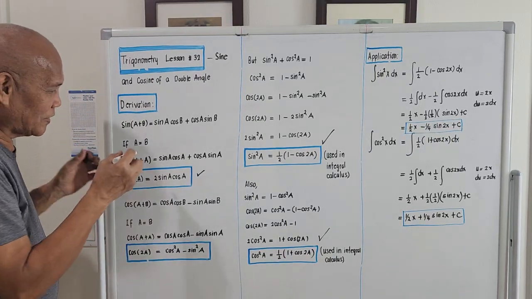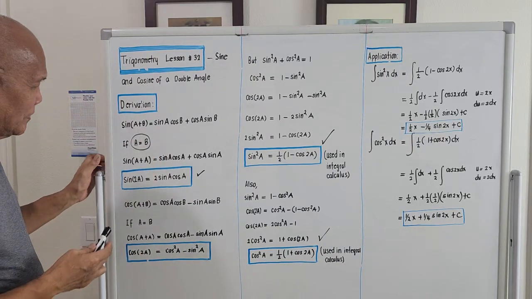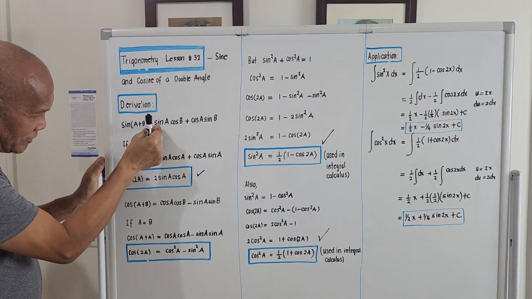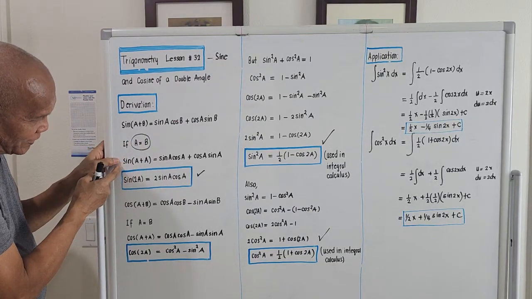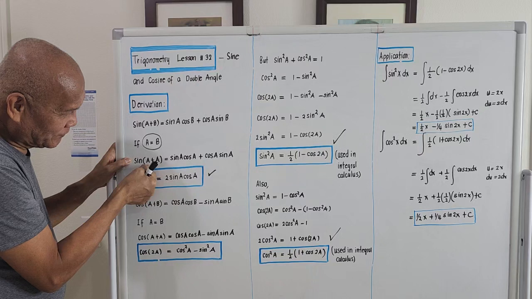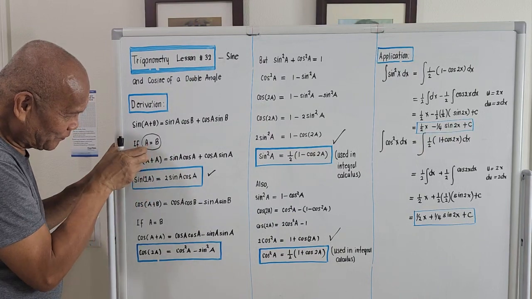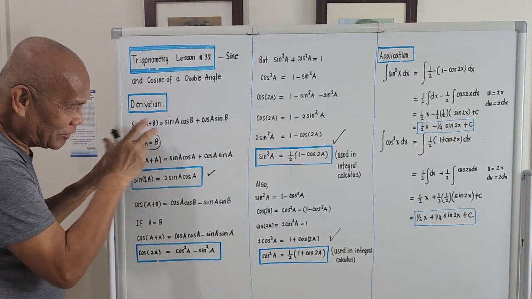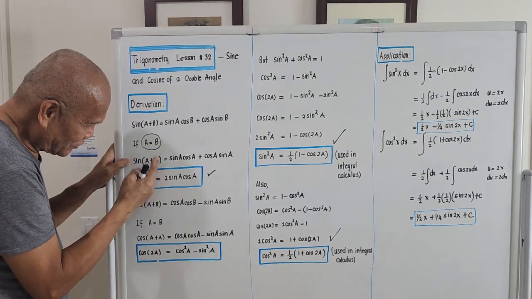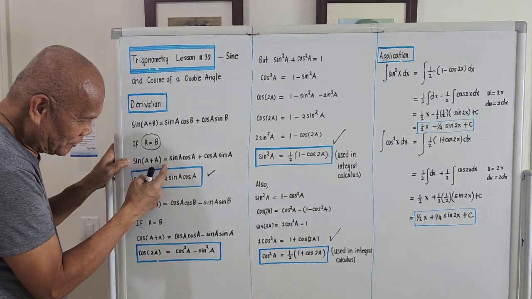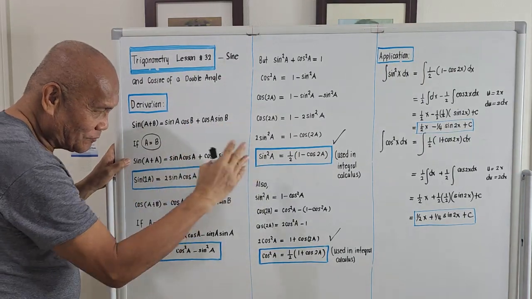Supposing there comes a time that A is equal to B. Going back to this original identity, let's substitute B to be equal to A. So this is sine of the quantity A, then we replace B again by A, because the given condition is that A is equal to B. So this should be sine of the quantity A plus A. Then we substitute B in terms of A and try to simplify.